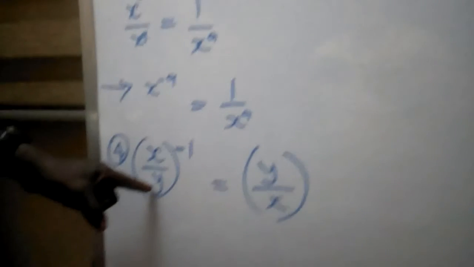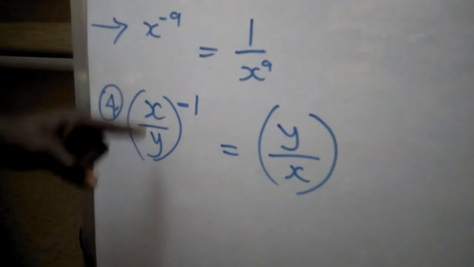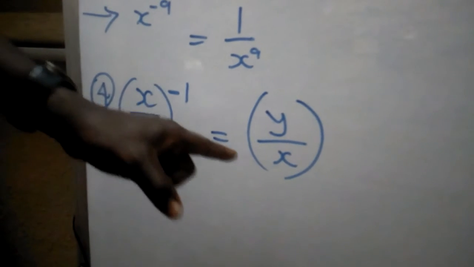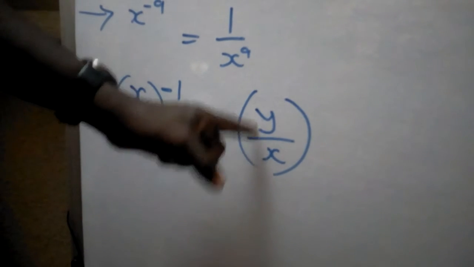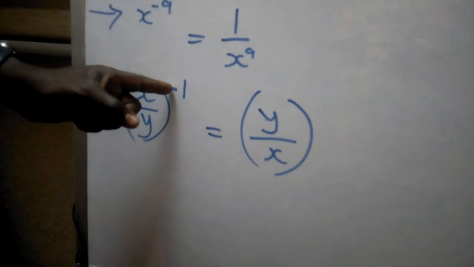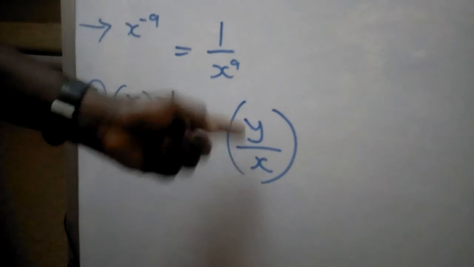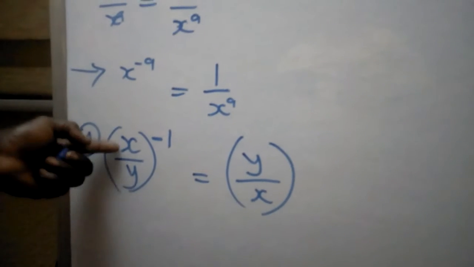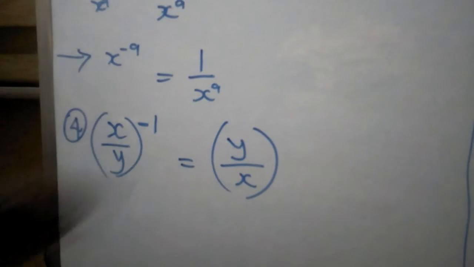This is just a reverse. This was x all over y to the power of minus 1. But what you resolve to have is y all over x. You see that because of the fact that it's raised to the power of minus 1, you now have an inverse. An inverse of this expression will be the solution for this equation.